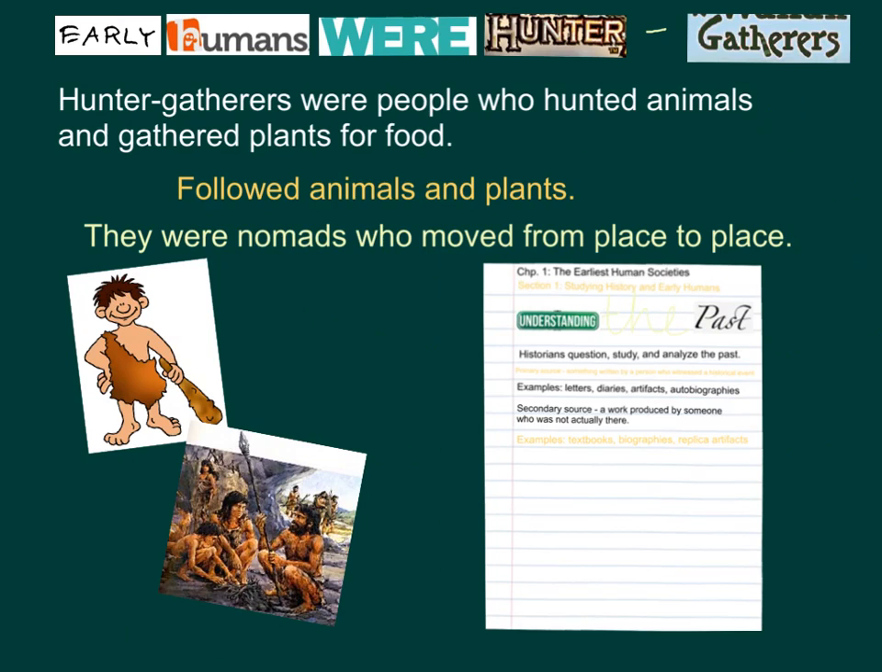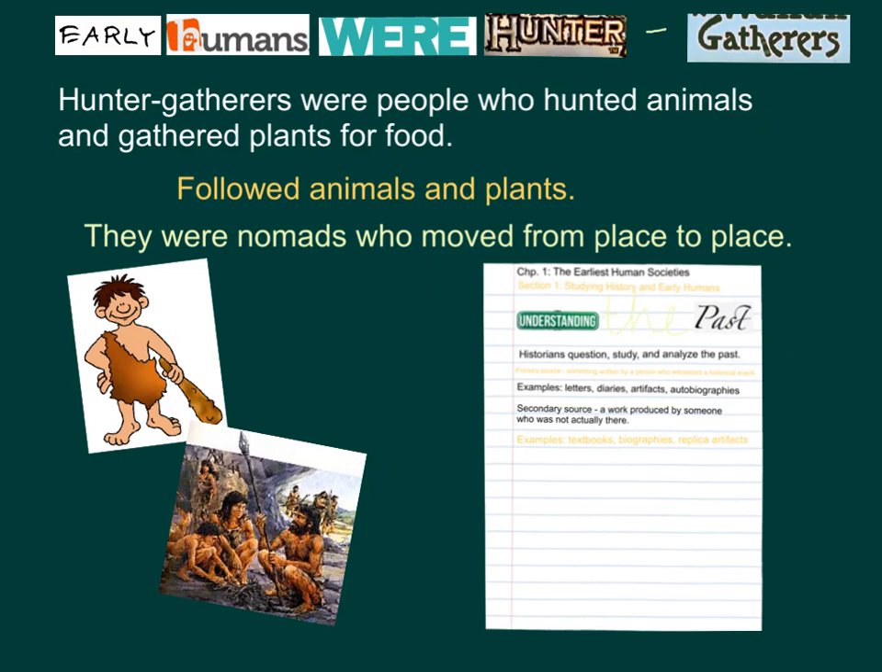Now we're moving on to another subtopic. The new title is called Early Humans Were Hunter-Gatherers. So let's talk about that for a second. Keyword there is hunter-gatherers. Hunter-gatherers were people who hunted animals and gathered plants for food. Now these people were considered nomads.